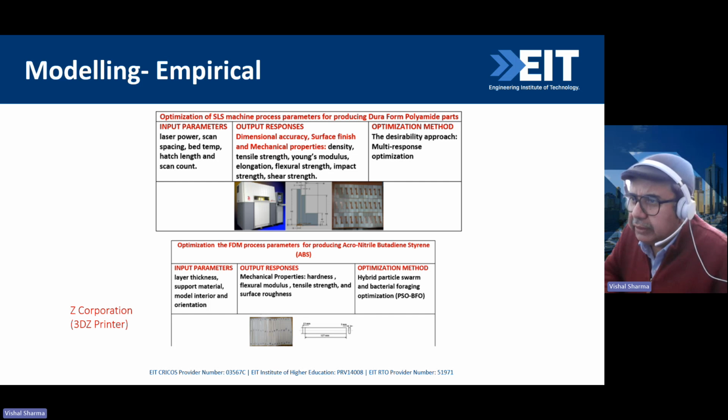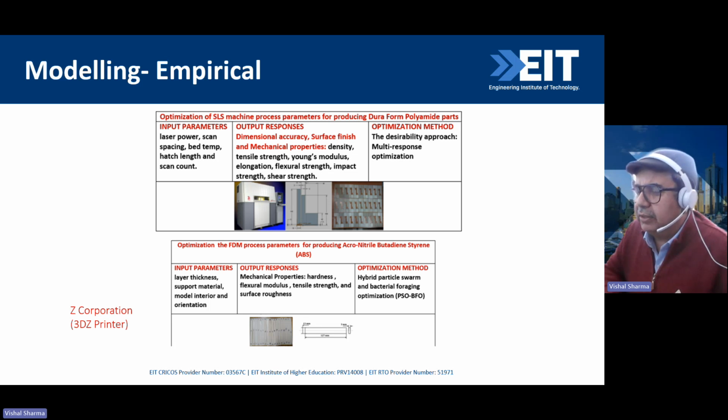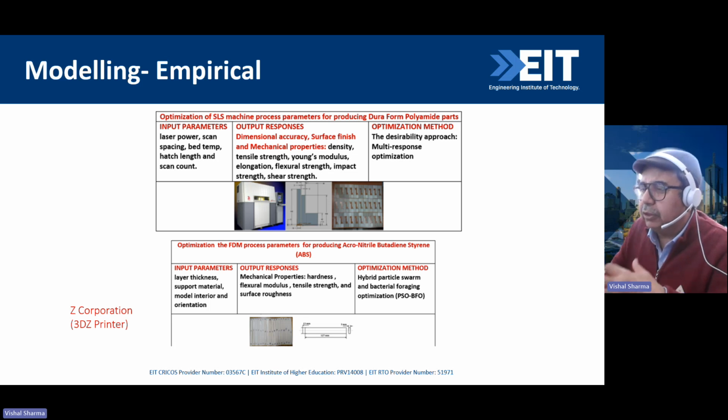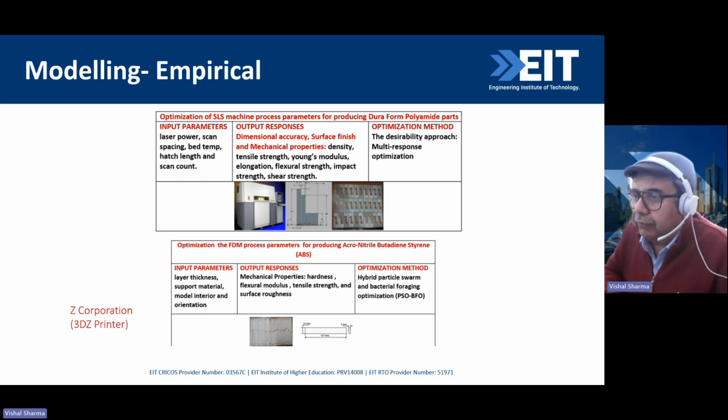In the past, we have done these empirical studies. This study was done on an SLS machine, selective laser sintering machine. We changed the input parameters, the process parameters, and observed the effect of the process parameters on the product quality. Finally, we went for the optimization: what are the best process parameters to give us the best quality of the product? Such studies can be done, and they are quite important from a practical aspect. In industry, they do a lot of studies like this. This study was done on SLS, and another similar study was done on a fused deposition modeling (FDM) machine also.